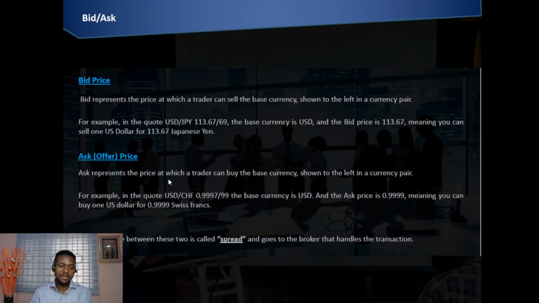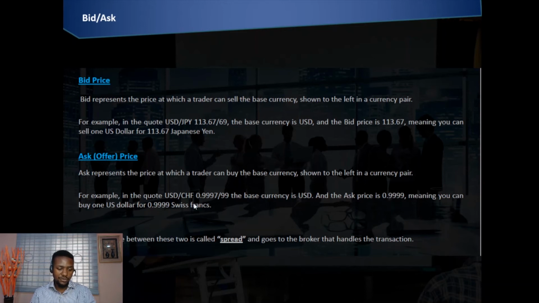Now the ask price. The ask price represents the price at which a trader can buy the base currency shown to the left. So for example, in this quote, USD CHF 0.9997, the base currency is USD, and the quote currency is CHF. And the ask price is 0.9999, meaning you can buy $1 for 0.9999 Swiss franc. And the difference between the bid price and the ask price is the spread.